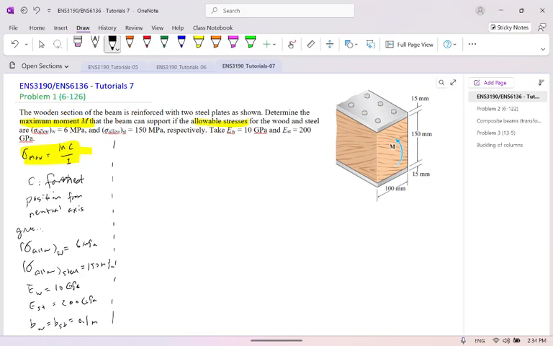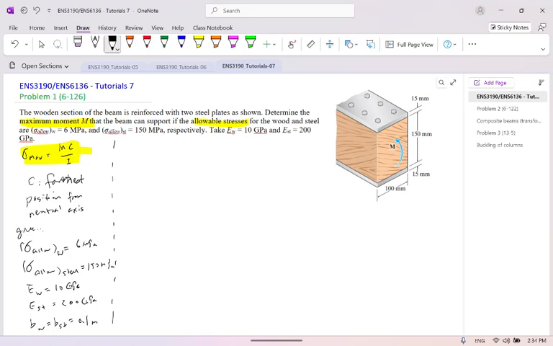As we mentioned, this is the composite beam, and we will try to transform the low stiffness material into high stiffness material. Here, the wood has a low stiffness at only about 10 gigapascals, and the steel has high stiffness at 200 gigapascals. That means we must transform the wood into steel. Clear?